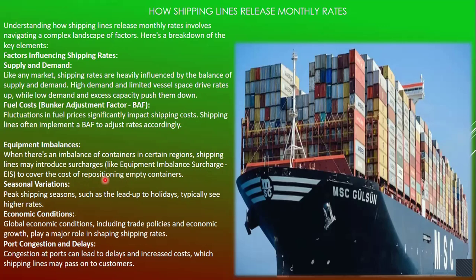So there is a shortage of 400 containers. Here MSC will provide these 400 containers to complete the exporter's booking of 2,000 containers. So this is how the equipment imbalance surcharge will occur. Due to this, the shipping line charges for the imbalanced containers. Equipment imbalance means the containers are not balanced here, so we will bring containers from another seaport where they are available. Now seasonal variations.